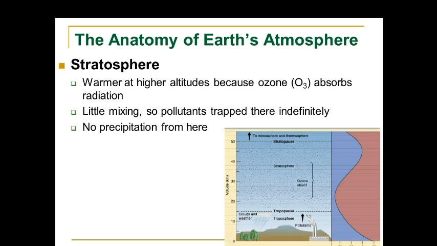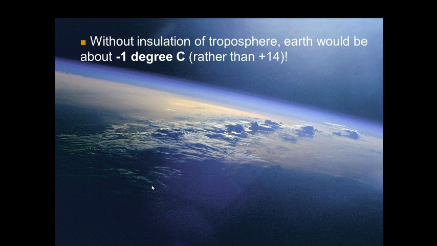If you look at the graph here, it shows the temperature of the atmosphere as a function of altitude, and you can see how we start warm at the surface, and then we cool to the top of the troposphere, and then as we go up in the stratosphere, we warm back up. Without the troposphere, the Earth would be about -1 degree Celsius rather than +14.